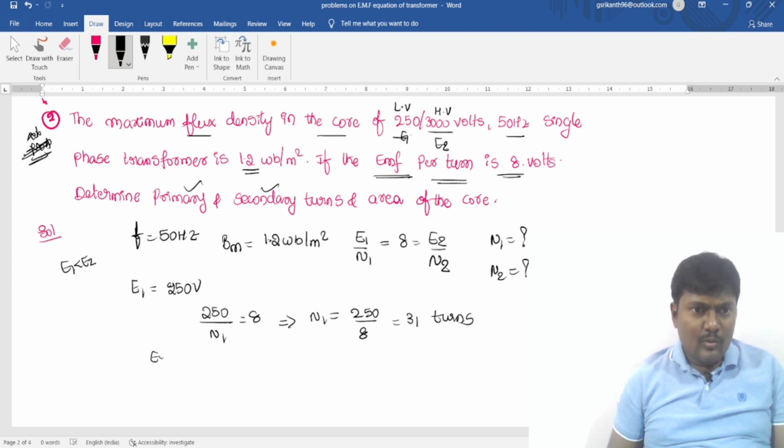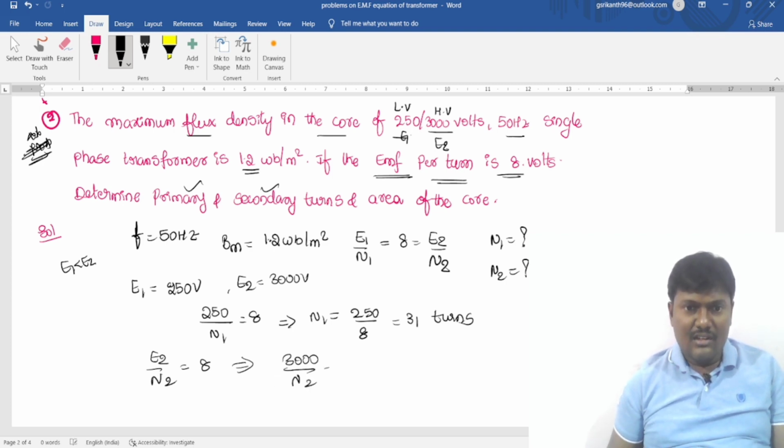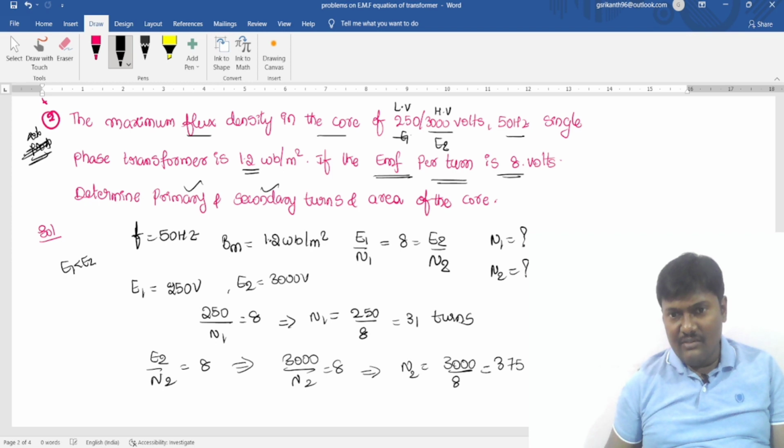And E2 by N2 is also 8, and E1 by N1 is 8. So what is E2 now? E2 is equal to 3000 volts. So 3000 divided by N2 is equal to 8. So N2 I am getting 3000 divided by 8. So I got it as 375 turns.